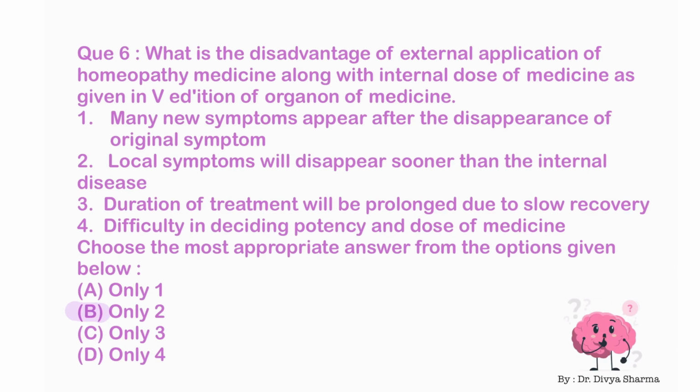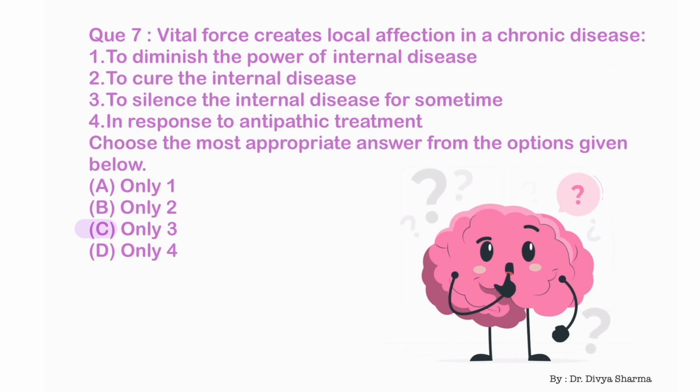Question number 6. What is the disadvantage of external application of homeopathic medicine along with an internal dose of medicine, as given in the 5th edition of Organon of Medicine? Now according to aphorism 191 of Organon, it is said that local symptoms will disappear sooner than the internal disease. So the correct option is option B.